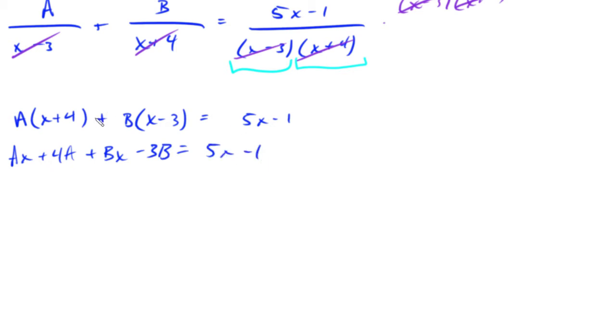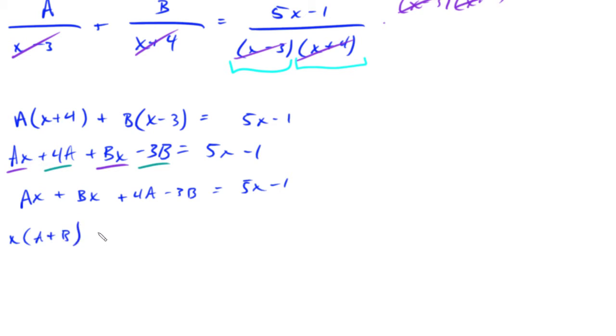Now you combine your x terms. So we got the ax here and the bx here. And then you've got your 4a and your minus 3b. Now you factor out your x here. Now is when you make the comparison.